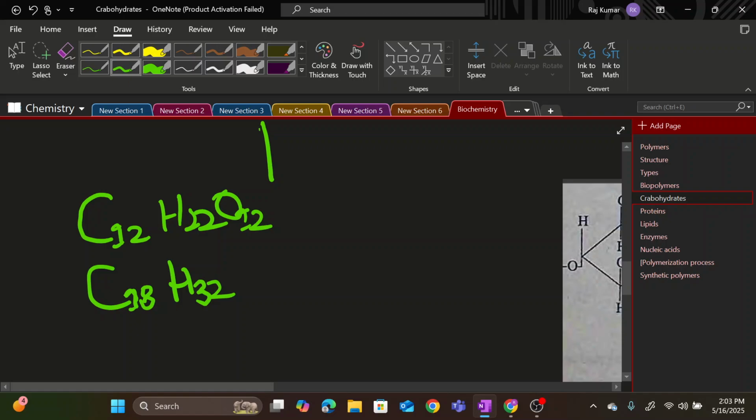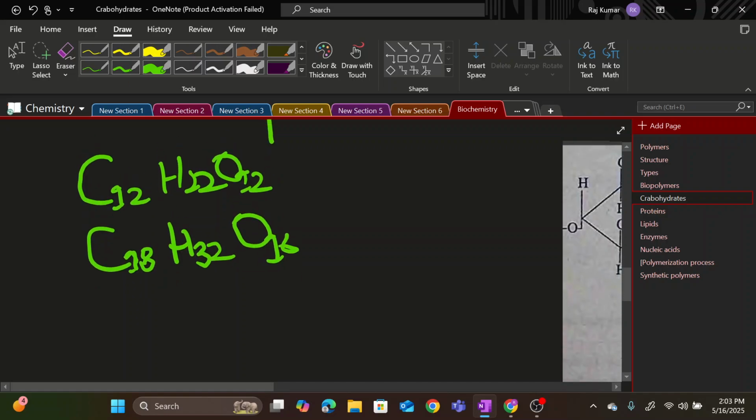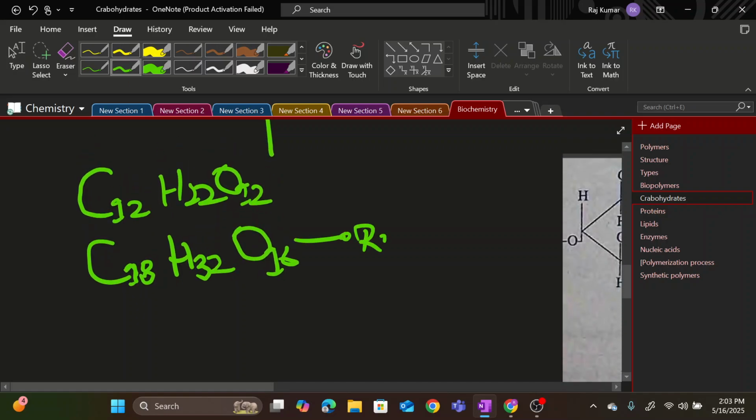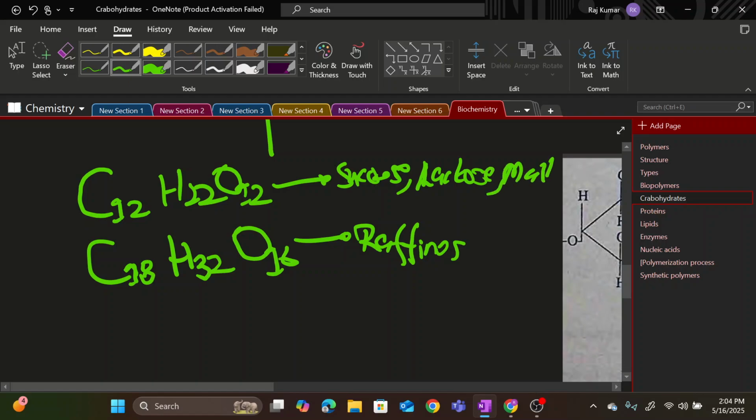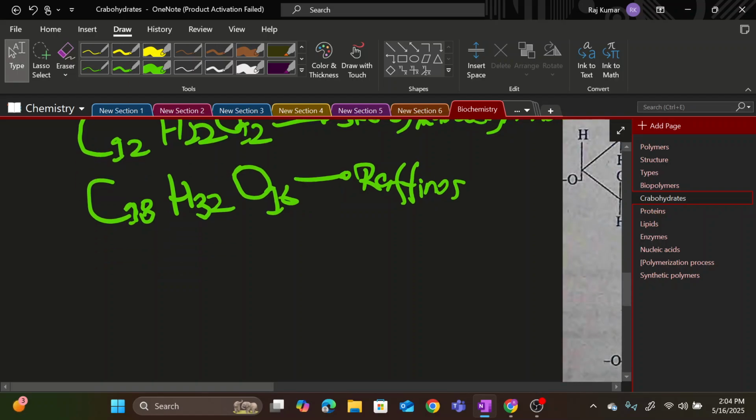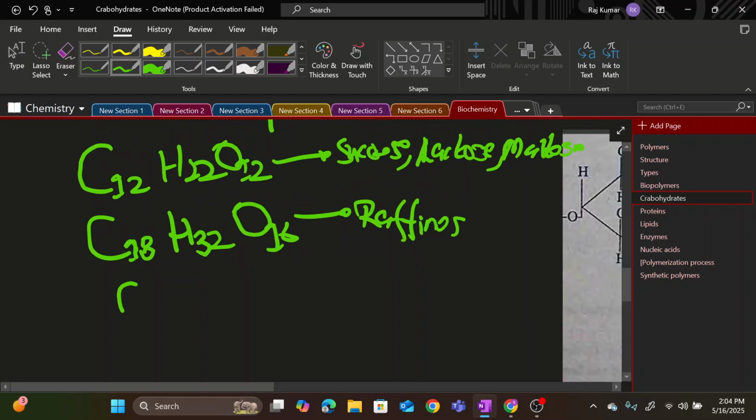C18H32O16. Example of this is raffinose. An example of a disaccharide is sucrose, which is also known as the common sugar or the table sugar. On the other side, we have lactose, which is also known as milk sugar. On the other side, we have maltose, which is known as malt sugar. So these are some important sugars.